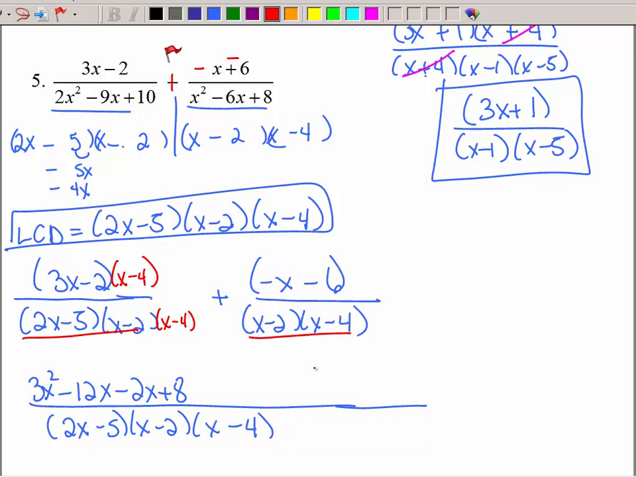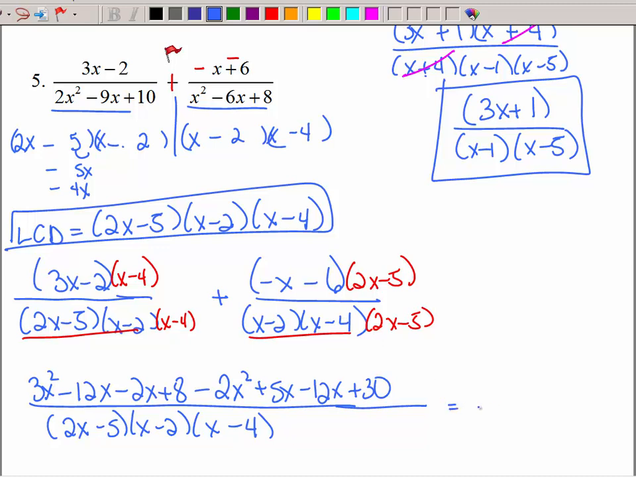And then look at this one, and that one needs a 2x minus 5. And again, I'm going to FOIL that out, being very careful. So I have a negative x times a positive 2x, which is a negative 2x squared. Then a positive 5x, a negative 12x, and a positive 30. So instead of making two separate fractions, just one big long one.